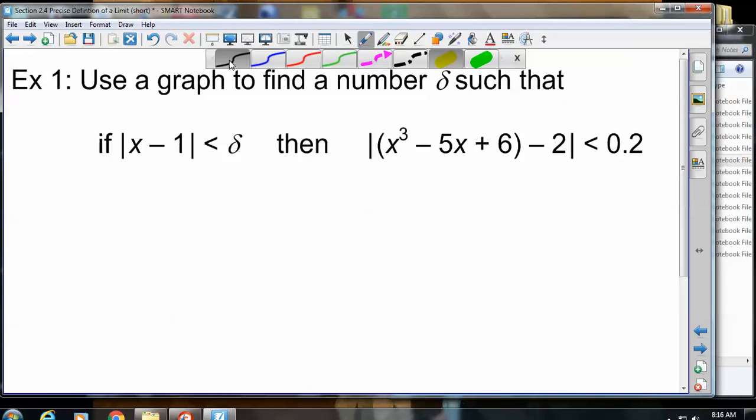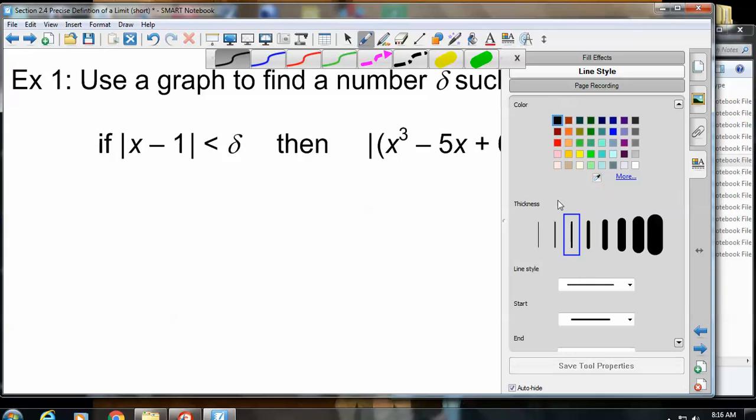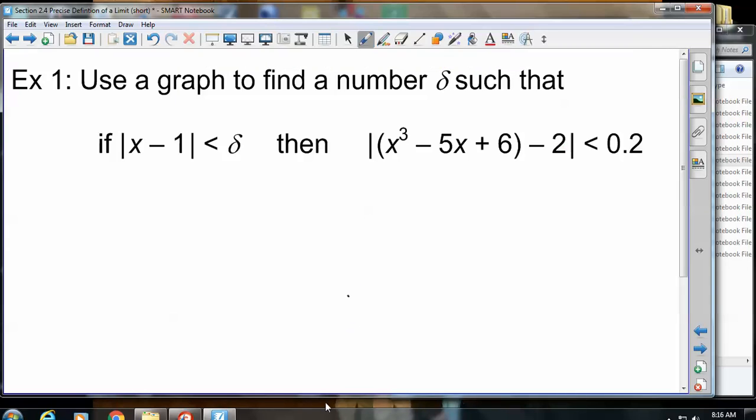All right, so we are going to actually talk about one. We are going to use a graph to help us try to find this. Find a number delta such that if the absolute value of x minus 1 is less than delta, then the absolute value of x cubed minus 5x plus 6, minus 2, is less than 0.2.